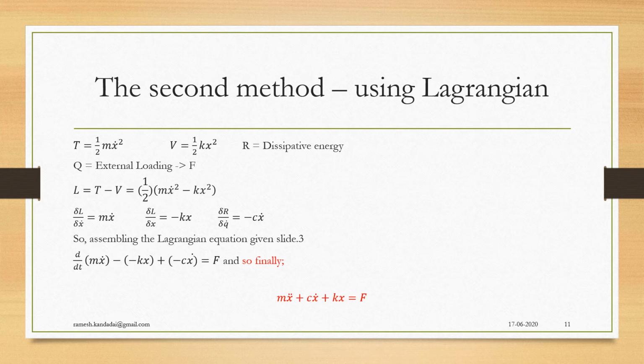So the Lagrangian is T minus V, defined easily that way, and the partial derivatives with respect to velocity and displacement are derived easily. The effect of dissipative energy in the system is given by the damping force. So to assemble the entire Lagrangian as given in slide 3, gives us the equations of motion of the system, m x double dot plus c x dot plus kx equal to externally applied force.